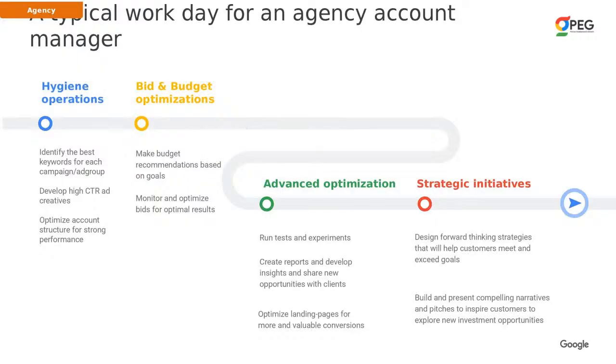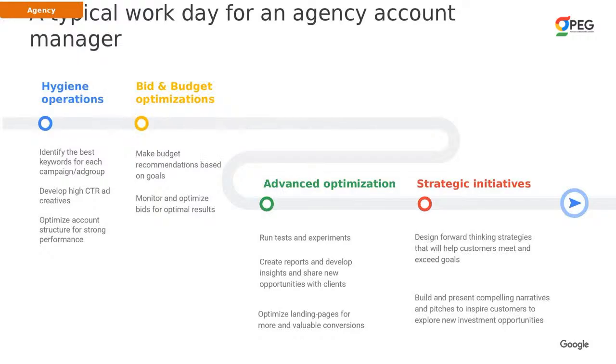Okay. So I'll just quickly cover whatever happened in this particular slide before going on to the next concept. In today's landscape, particularly with the introduction of OptiScore, a typical workday for an agency account manager is segmented into four key areas. Firstly, the hygienic operations, where the advertisers check the best performing keywords, develop creatives that can generate better CTRs, and optimize the account structure to ensure strong foundational performance.